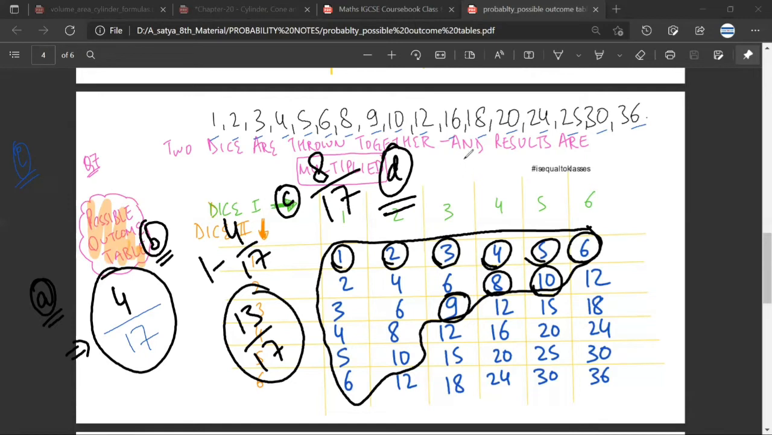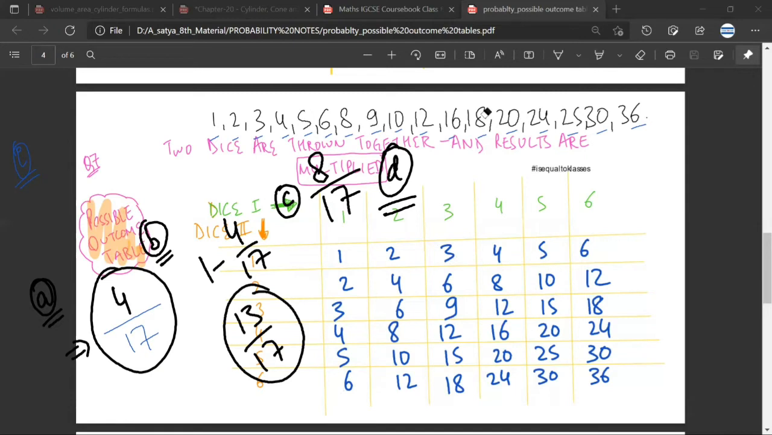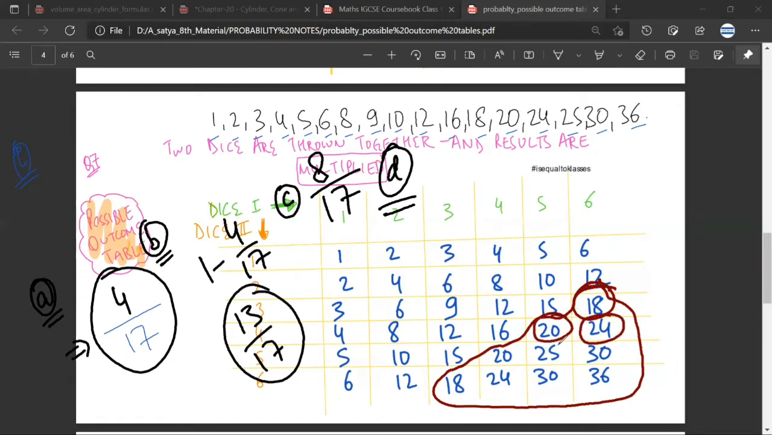So in D part, what is asked is more than 17. Now, we'll have to look for more than 17. Out of these, without any repetition, we have 18, 20, 24, 25, 30, and 36. So, it will be 6 by 17 because 20, 18, 24, and 30 are repeating. So, D part would be 6 by 17. E part is an even number.